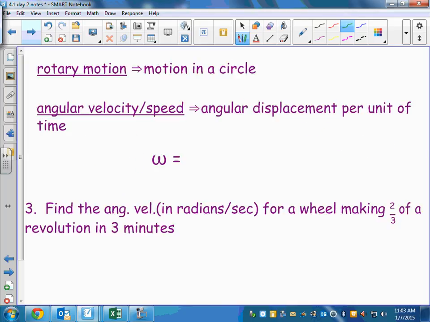All right. The other thing that we want to talk about before we leave section 4.1 is motion in a circle, talking about angular speed and linear speed. Velocity and speed are kind of the same thing. Anybody know the difference between velocity and speed? Yeah, velocity and speed are different.